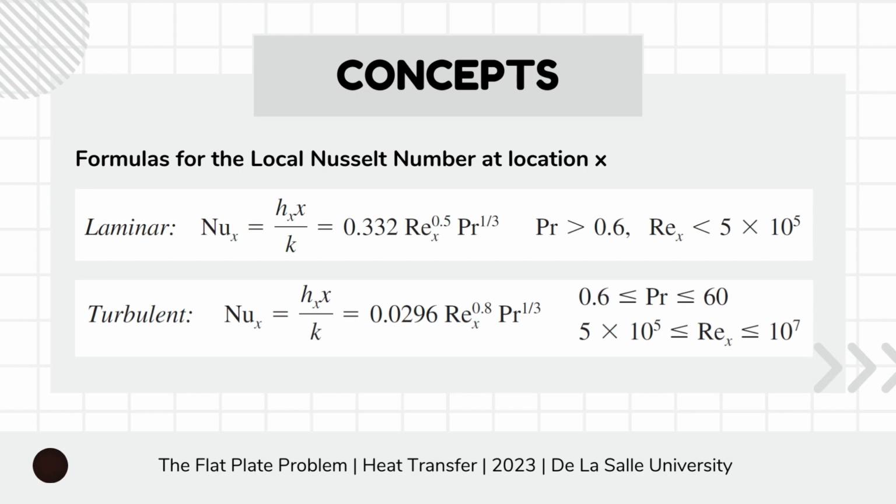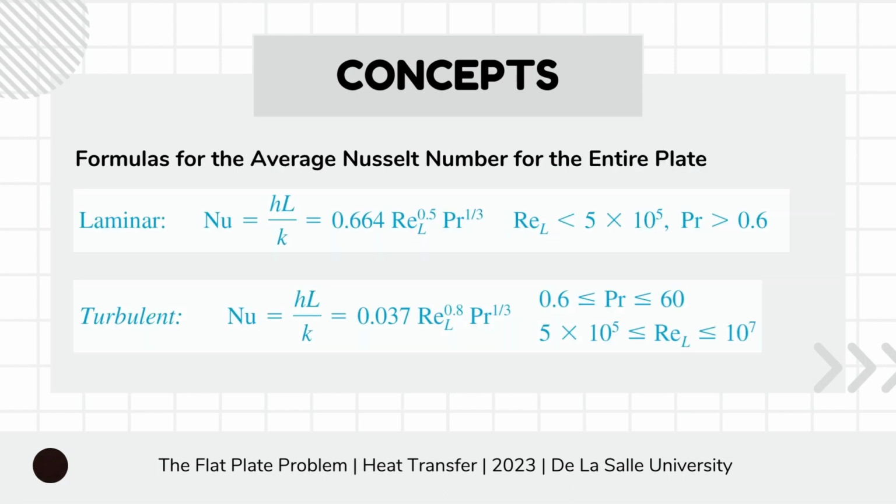Furthermore, for turbulent flow the Prandtl number must be between 0.6 and 60, and the Reynolds number must be between 5 times 10 raised to 5 and 10 raised to 7. And as you can notice, the coefficients and the exponents of the formulas that include the Reynolds and Prandtl numbers are different depending on the type of flow.